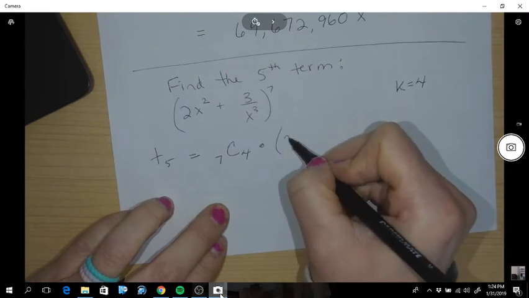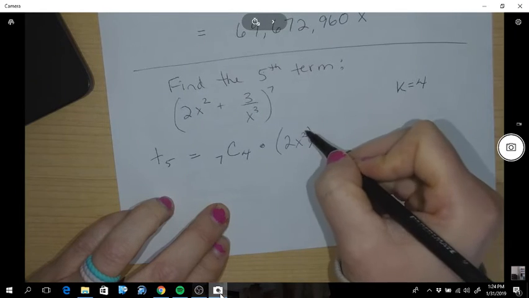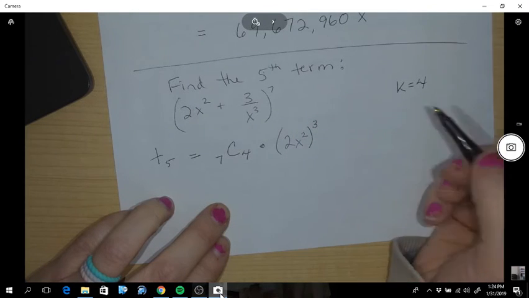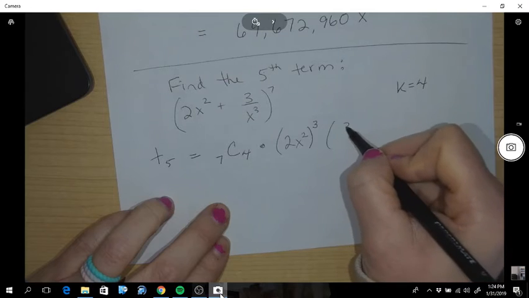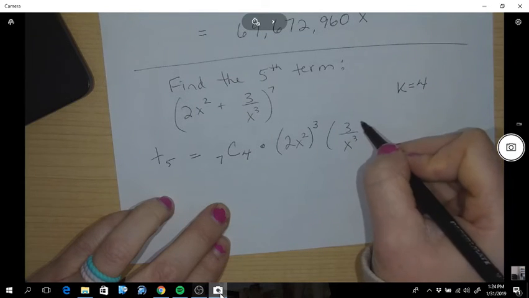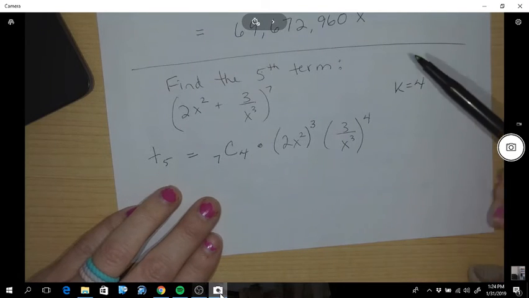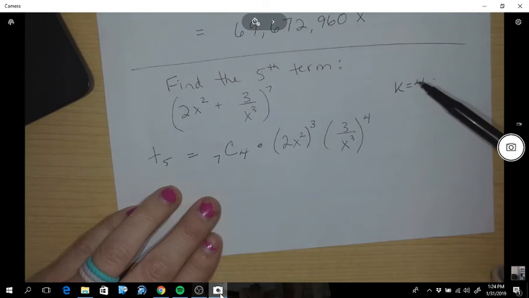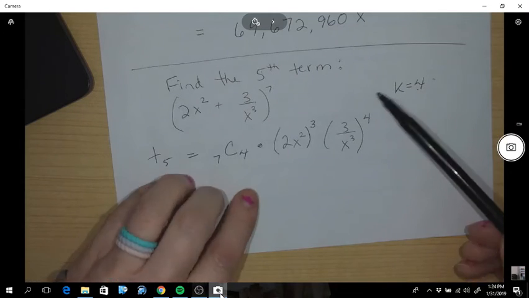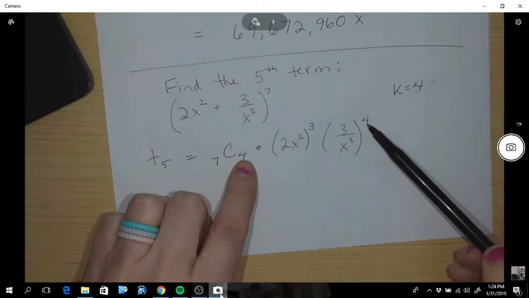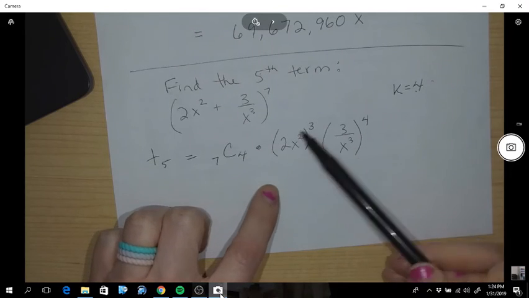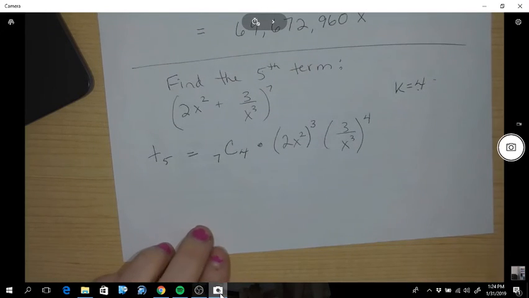times the first term to the power of 3 and our second term to the power of 4. I always remember it once I have my k value, which is 1 less than the term, that I know that these always have to be the same and these have to add up to the 7.